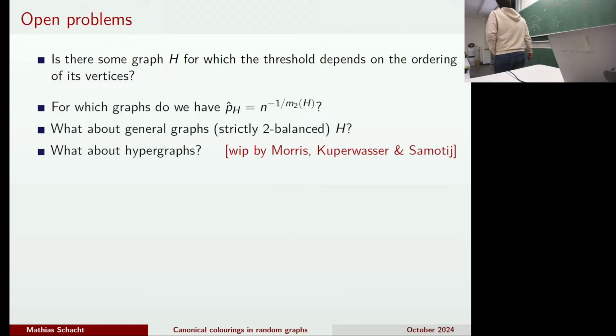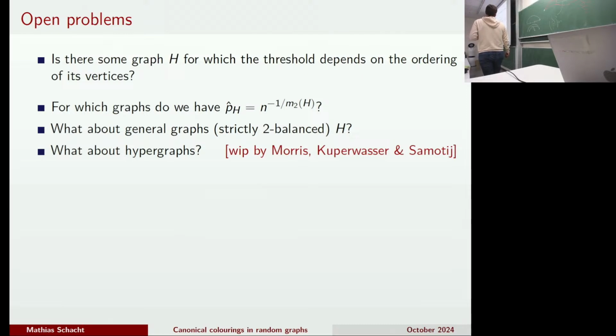Then, of course, maybe it would be nice to figure out whether this, what is called the 2-density. So this is the point when the expected number of copies of the graph and all its subgraphs are at least as large as the expected number of edges. This parameter is called, so it's 1 over the 2-density of H. If this always leads to the threshold. And yeah, so in general. And of course you could ask what happens for hypergraphs.